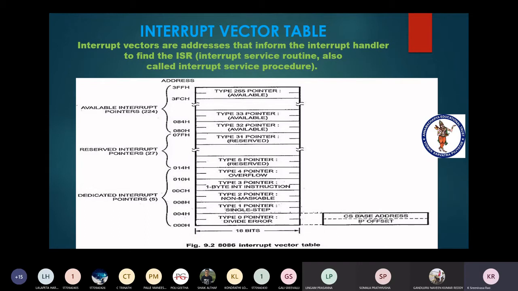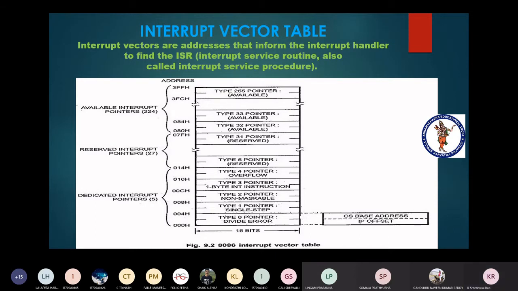In the 8086 processor, there are 256 interrupt sources. They call them type 0 to type 255 interrupts. Each interrupt is assigned one type number, type 0 to type 255. Each interrupt has its own address, and that address is called the interrupt vector address.